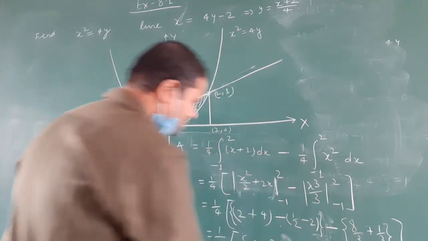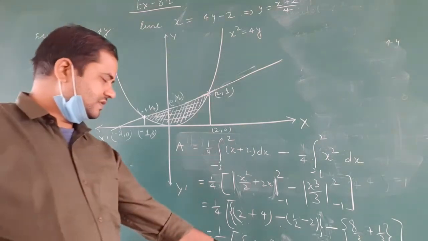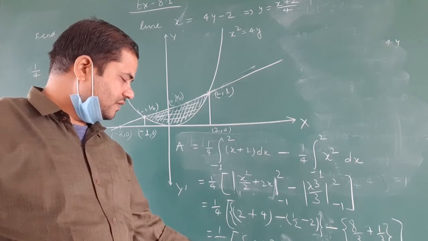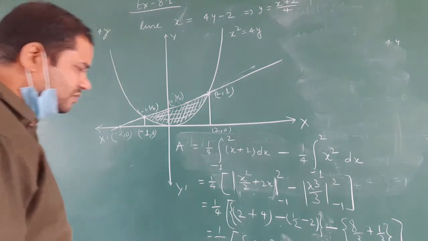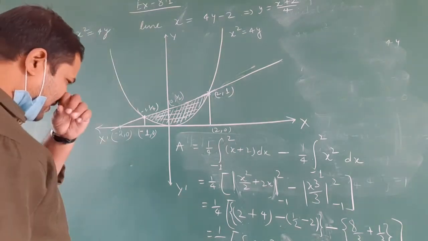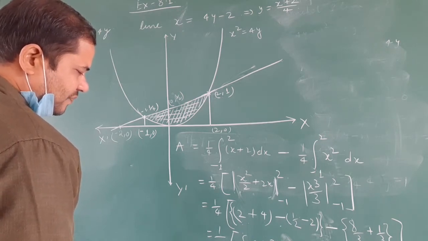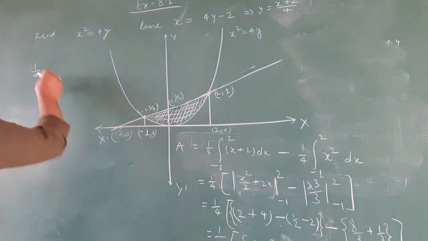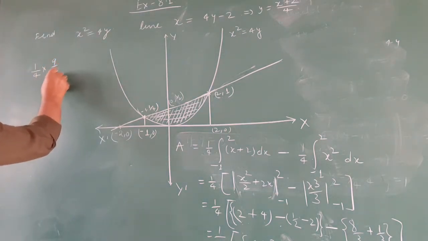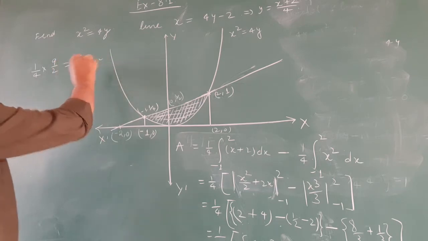So 1 by 4, and this is 2 plus 6, 7 and half, right? So 7 and half means 15 by 2 minus 3, 7 and half minus 3, that is 4 and half, that means 9 by 2. So 1 by 4 into 9 by 2, so maybe the answer is 9 by 8 square. Check what you got.